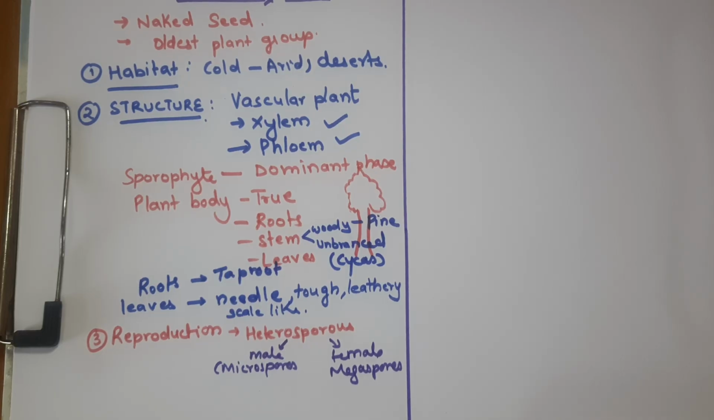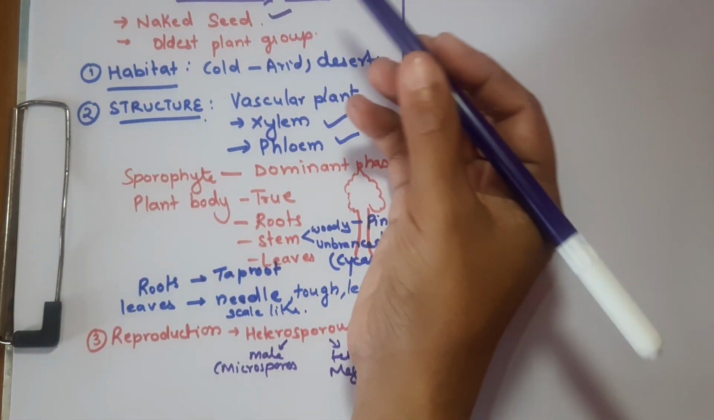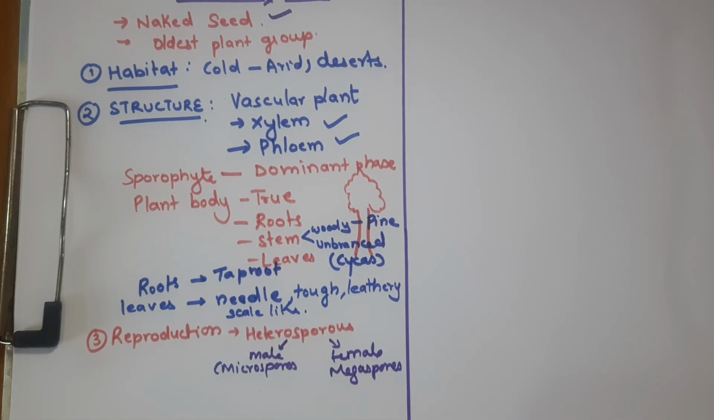And the fourth one is that they have naked seeds. This naked seed develops on the surface of the megasporophylls and is not enclosed in any kind of fruit. They are protected by the seed coat, but they remain exposed.